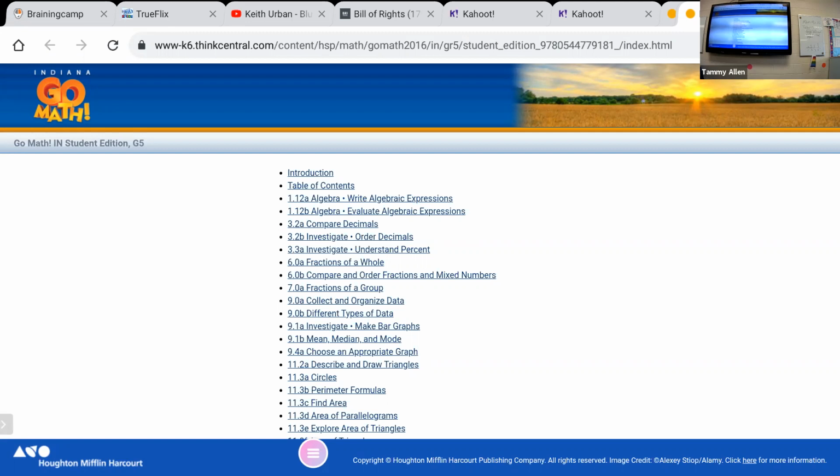Number 6, between which 2 hours did the least change in temperature occur? From 10 a.m. to 11 a.m. and from 3 to 4. And number 7, what was the change in temperature between noon and 4? It was 25 degrees. Any questions on those?